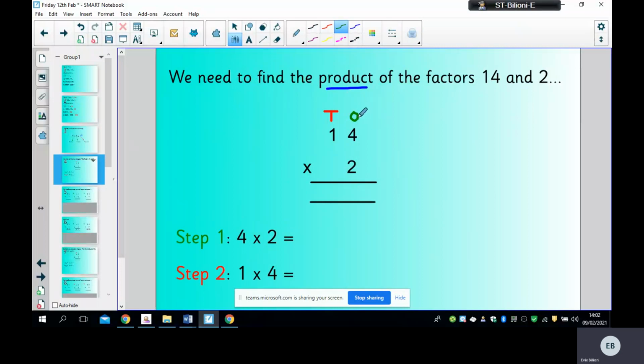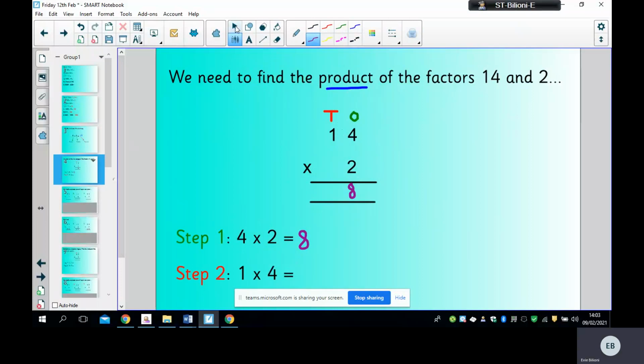So the first thing we do is we start, like with subtraction and addition, in our ones column, and we see that we need to times 4 by 2. So that's our first step. So 4 times 2 is 8. So when I found that out, I'm going to put my 8 underneath my ones column in my total area. Then I'm going to move on to my tens, and I need to times 1 times 2, which is my second step.